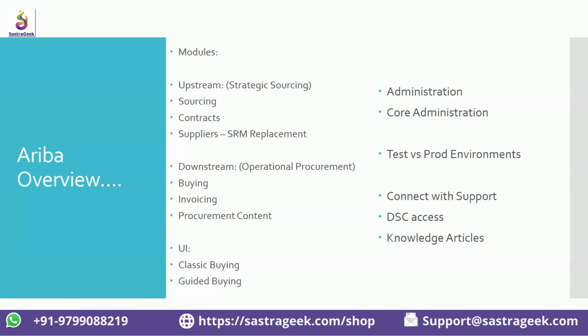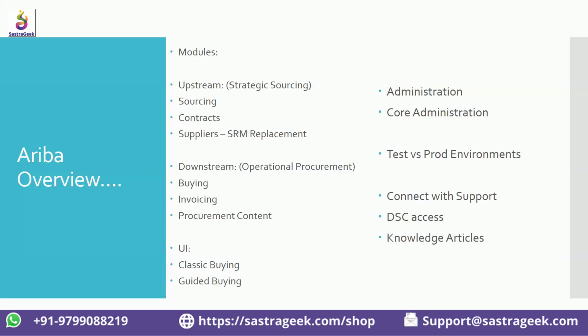This will have upstream and downstream modules. Ariba has been broadly classified into two modules. One is strategic sourcing and the second is operational procurement. So why the difference? As we discussed, in sourcing of a supplier, we take time to evaluate the supplier and give the business to him. Once we have set up all the systems, it is very easy for the procurement team to process the purchase orders against what has been selected. That we are going to discuss in more detail in the coming sessions.